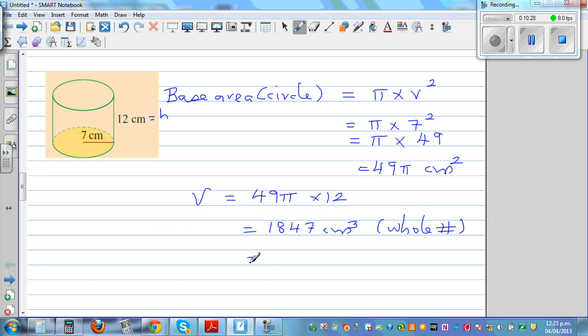So this is how many milliliters? It is 1847 milliliters. If you want to change this into liters, I hope you know 1 liter is how many milliliters? It is 1000 milliliters. So this is 1.847 liters.